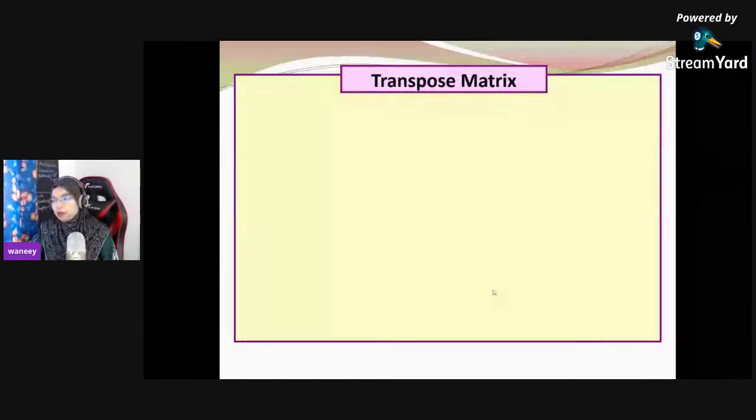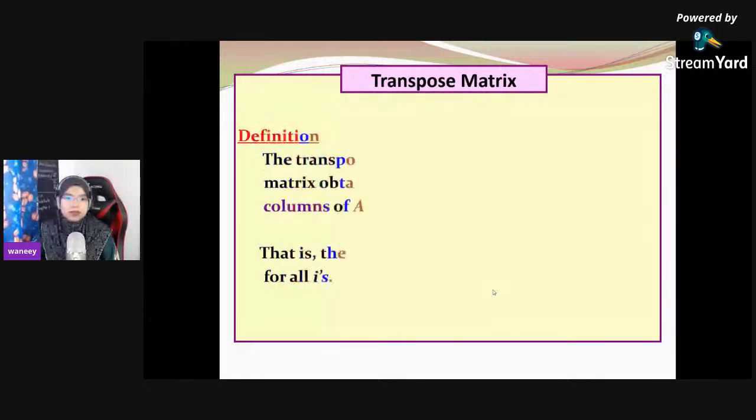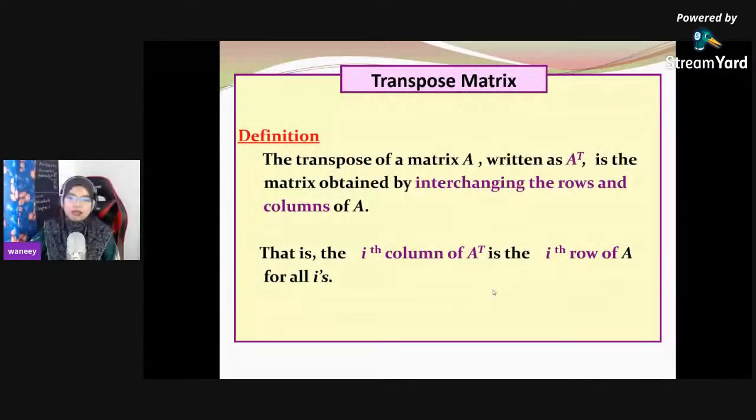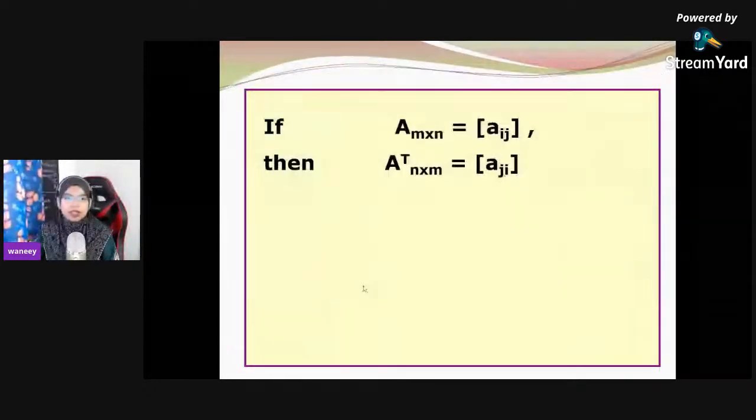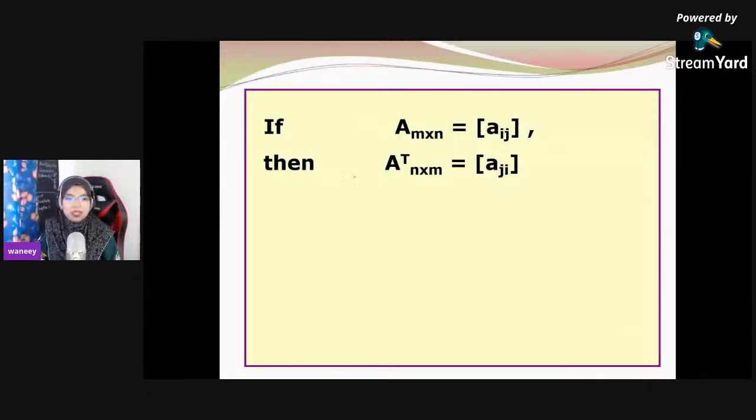Okay, so now one more thing called the transpose matrix. Transpose matrix A is written as A with a T. This is a matrix obtained by interchanging the rows and columns of A. So that means the I column of A transpose is actually the I row of A for all I. If A is M by N, then A transpose is N by M. We are going to change row to column, column to row. So that is why instead of M by N, we are having N by M.